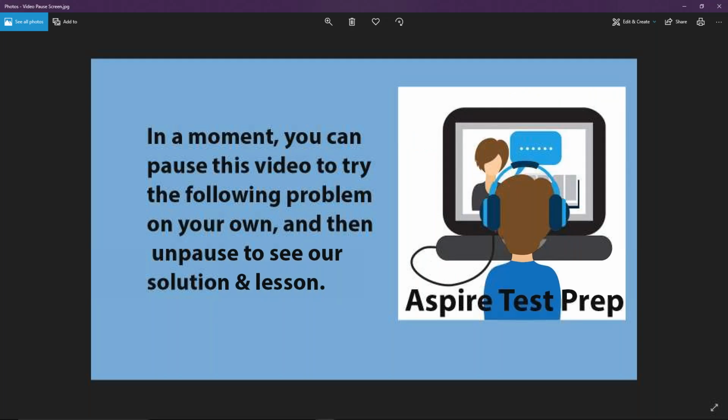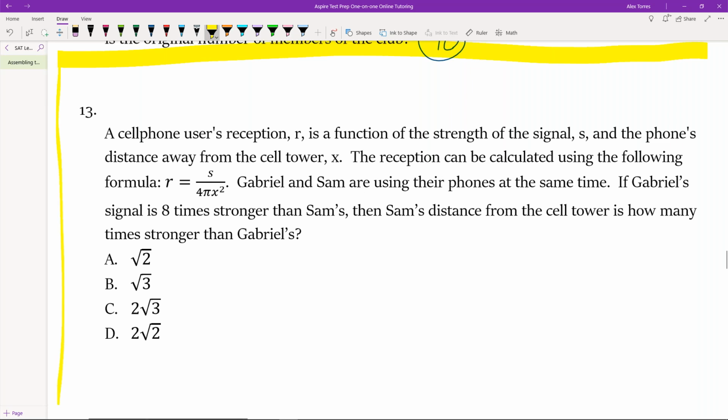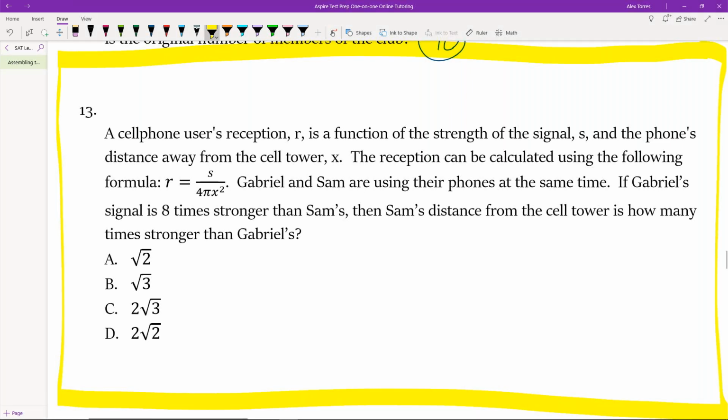Okay, so go ahead and pause your screen if you want to try the next problem. Number 13. It's a totally new concept, a totally new question type going on from what we were doing before. This is a little more like the one we referred to as changing levels. So here we're hearing about Gabriel's reception and Sam's reception. The reception that belongs to Gabriel is the signal, which is universal, over the function of Gabriel's distance.